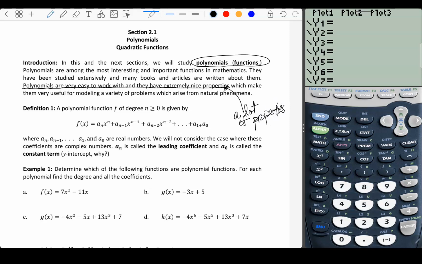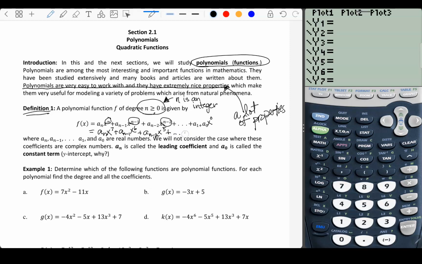You have to remember those properties. But you can always use your calculator to help prompt you to remember what property goes with what type of polynomial function. If we take a look at that definition, a polynomial function f of degree n greater than 0 is given by, now notice that n is an integer. That's important to note. It is given by this wonderful equation we have across here. And what I'm circling are the exponent values on our variables. And that's what determines if we have a polynomial function. If all of the variables have integer exponents and we do not have a variable divided by another variable, then generally we have a polynomial function.